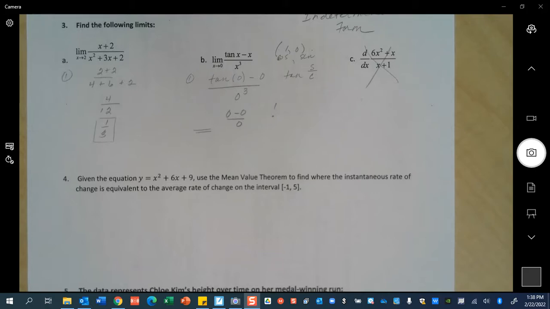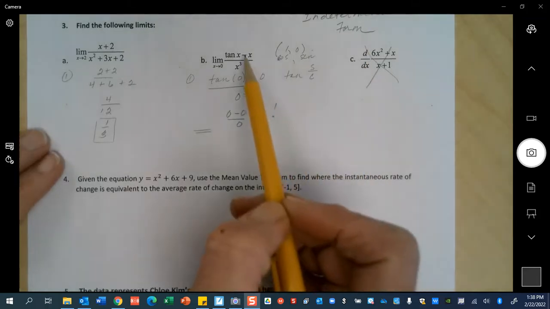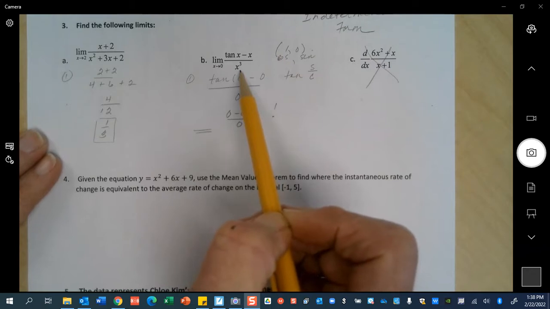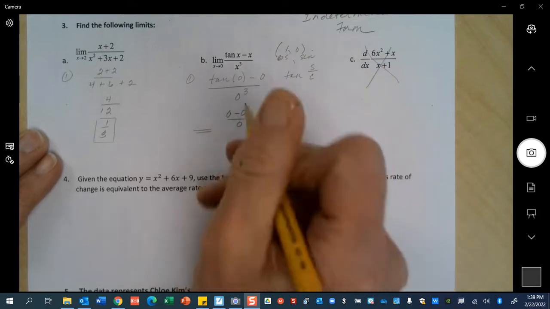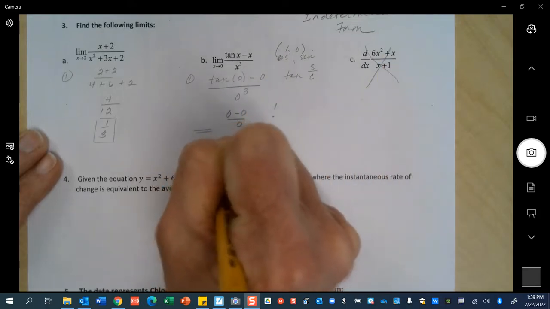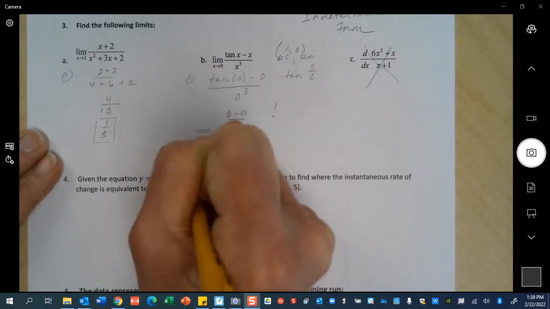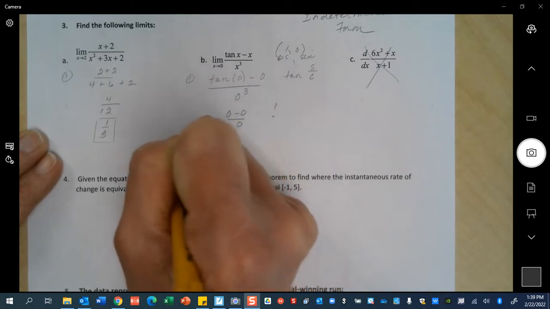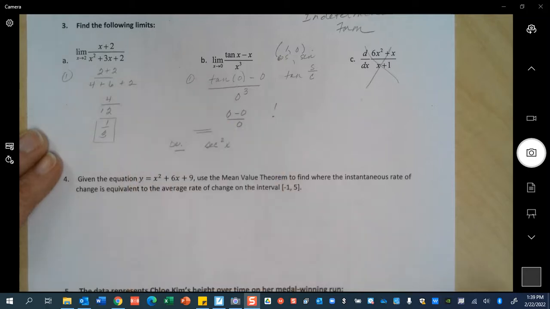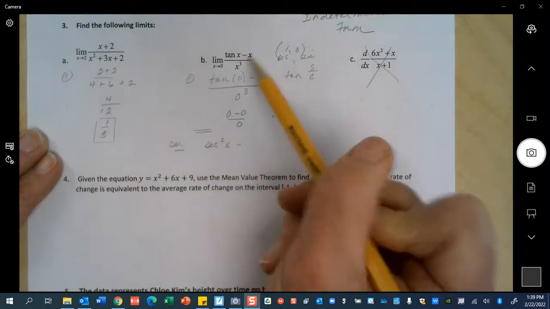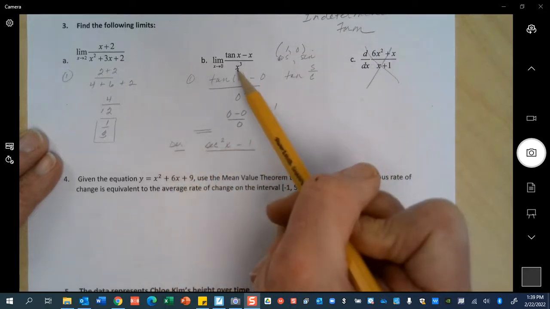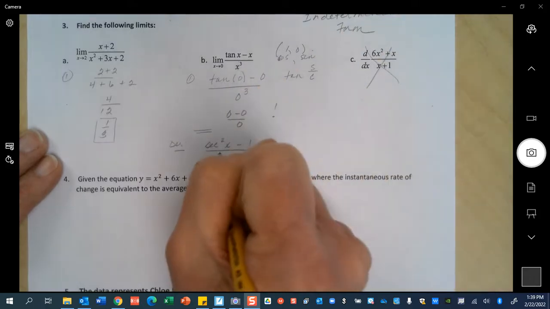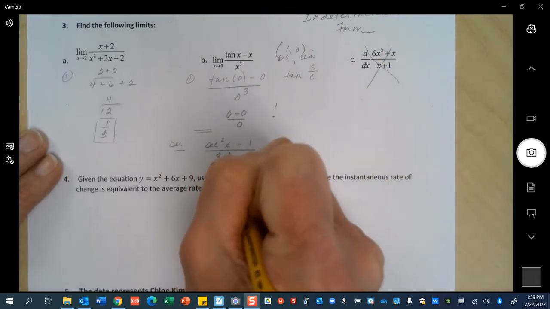Okay. Indeterminate form. So as Grace told us, you take the derivative of the numerator and denominator separately. So the derivative of the tangent of x is secant squared of x. You with me? Right? Secant squared of x. The derivative of x is 1. The derivative of x cubed is 3 times x squared.